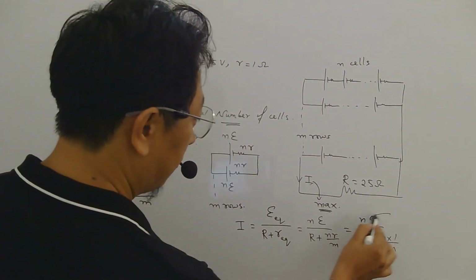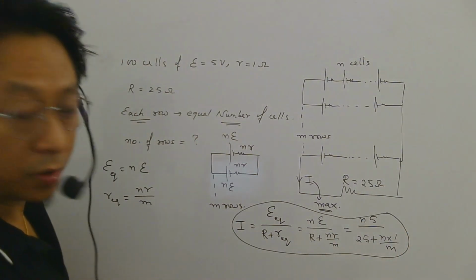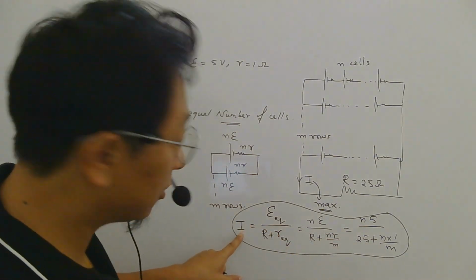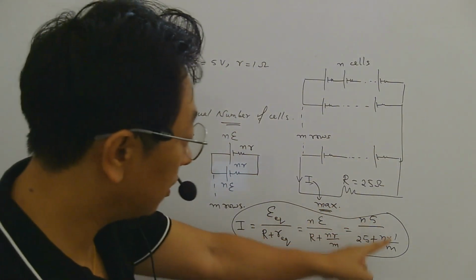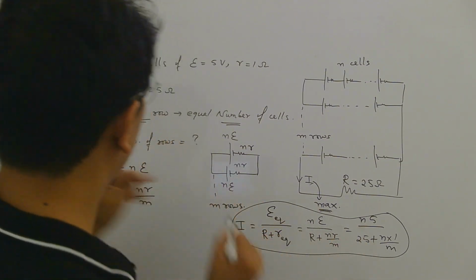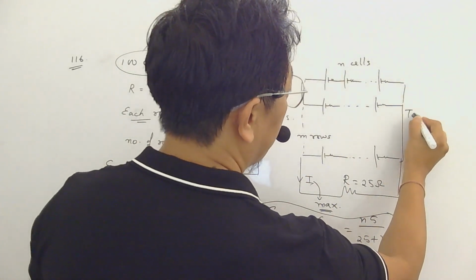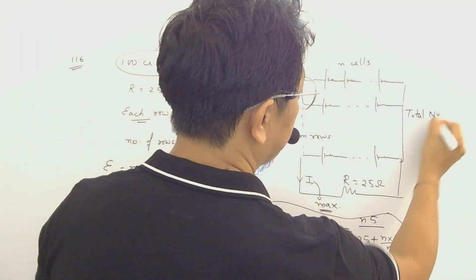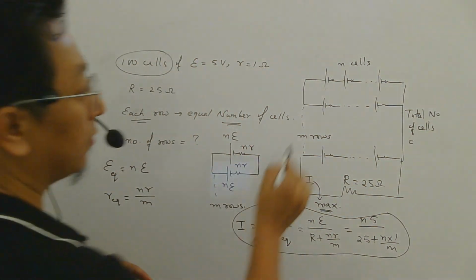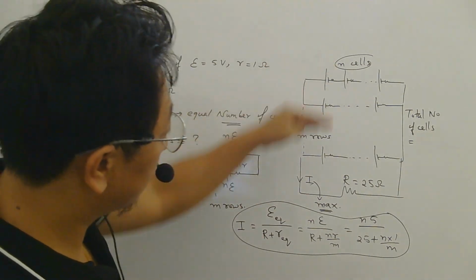So you see, if you look at this equation carefully, you can see that n, m are unknowns, but current is also unknown. So 3 unknowns are there. And we have one equation here. One more equation will come from here because 100 cells they have given. So what will be total number of cells? They have given there are n cells in one row. And how many rows are there?